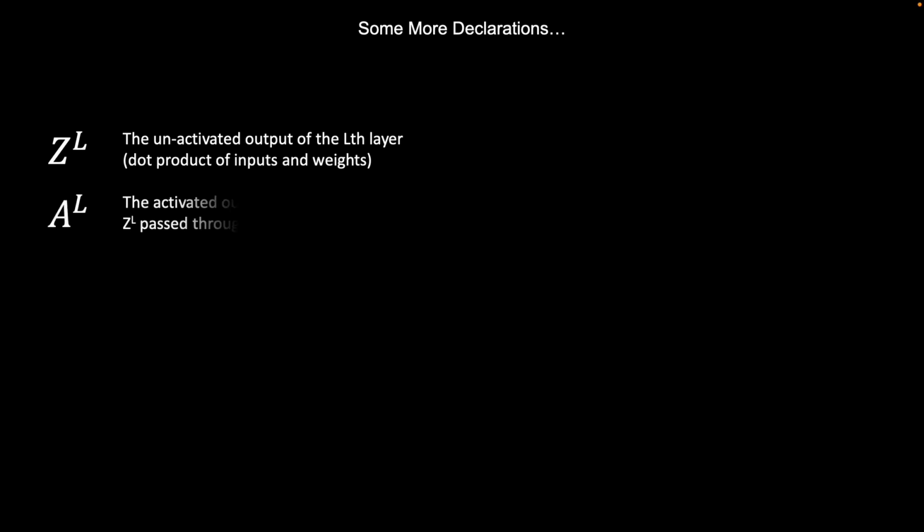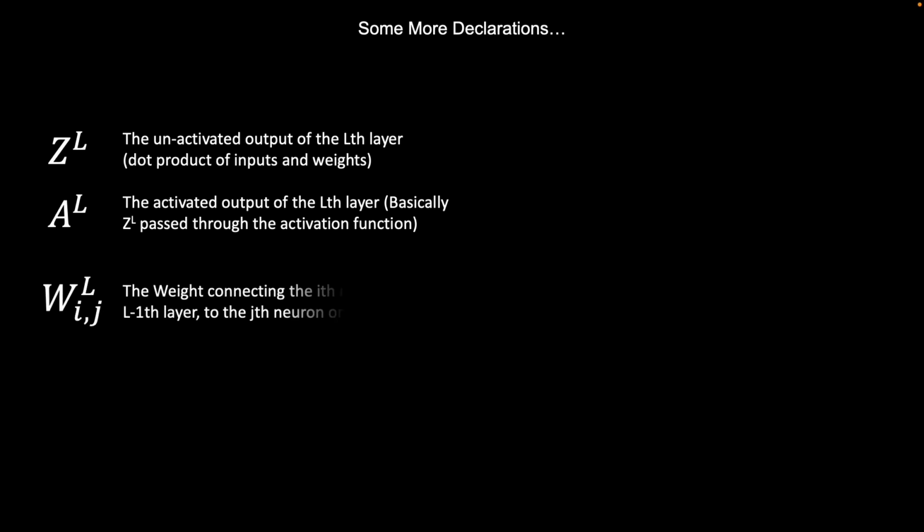Now, let's lay down some declarations. So, Z of L will represent the unactivated output of the Lth layer. So you can think of this as the dot product of the inputs of that layer and its weights. A of L will represent the activated output of the Lth layer. So basically Z of L, but passed through the activation function.